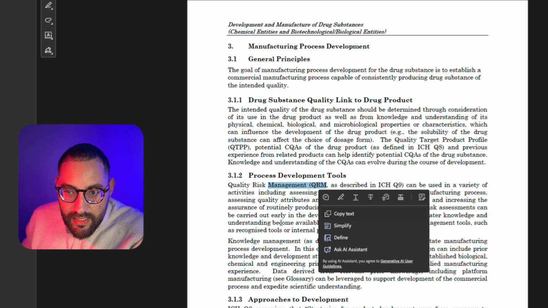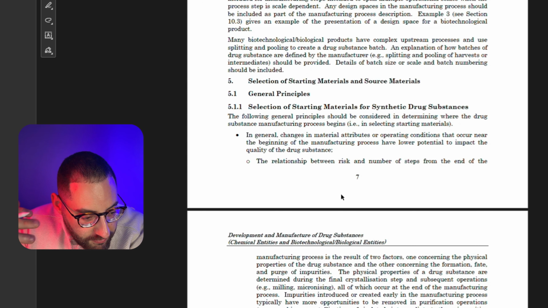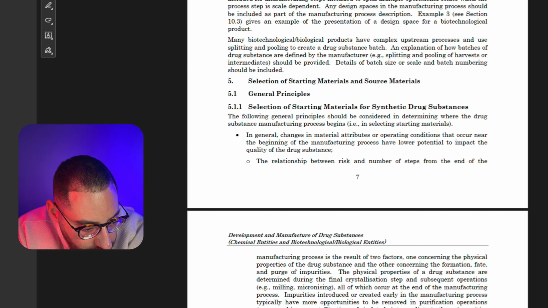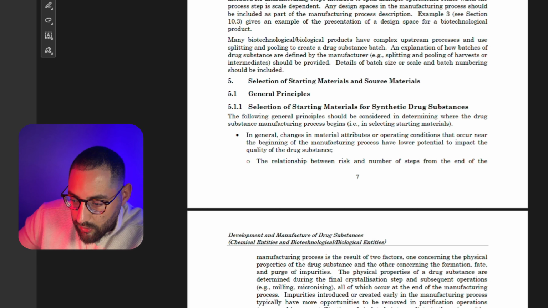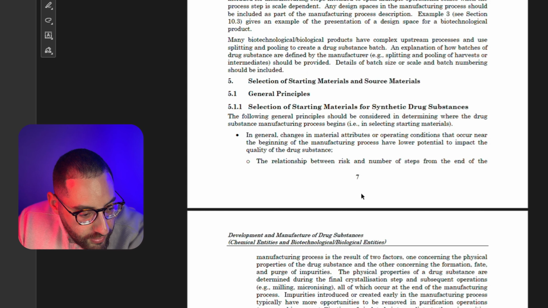Now, the next section I want to highlight here is section 5. I'd focus on this one because it answers the question, where does the drug substance manufacturing process begin? If you follow the typical manufacturing flow for a drug product, it goes raw material, starting material, intermediate, drug substance or API, then it gets formulated into drug product, and then it gets packaged and delivered to a patient or user. That's the typical flow. And once you define your starting material, you're defining the boundary for when the drug substance manufacturing process begins.